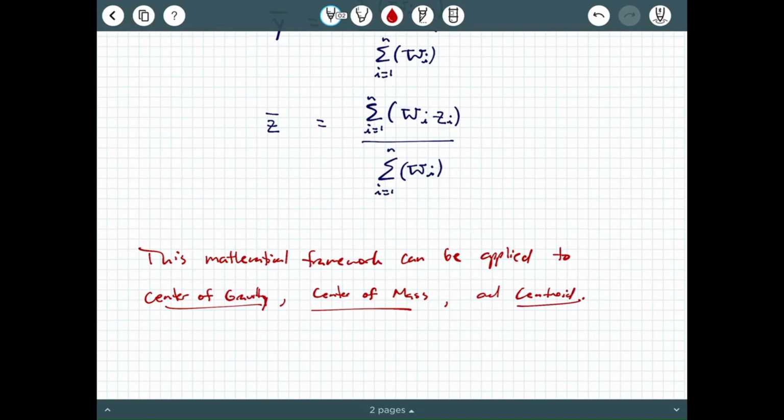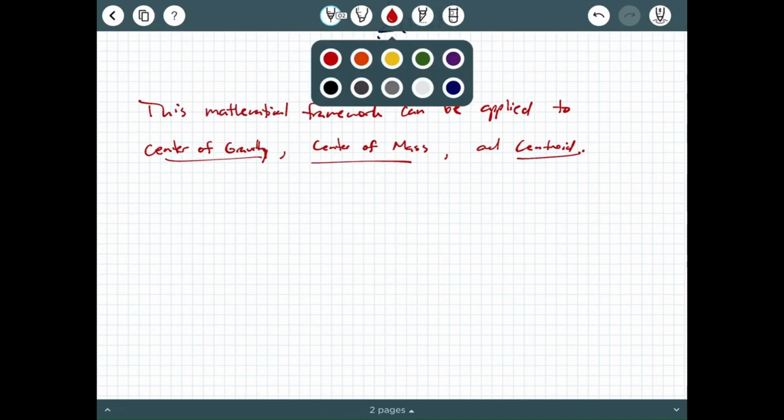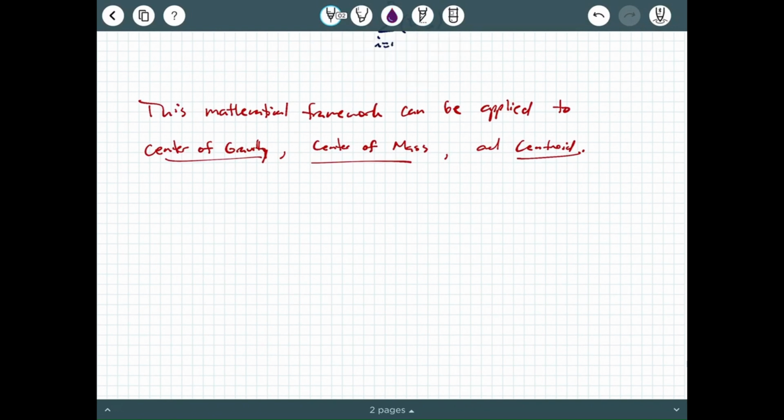Now, my question, and this is for you to think about, is what are the actual definitions of each one of these terms? Well, it turns out these 3 definitions are very similar to one another. They just refer to different physical entities. Okay, so let's give a brief definition of each one of these. What is center of gravity?